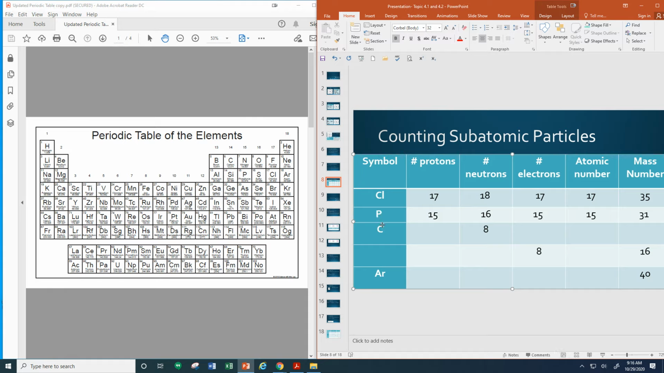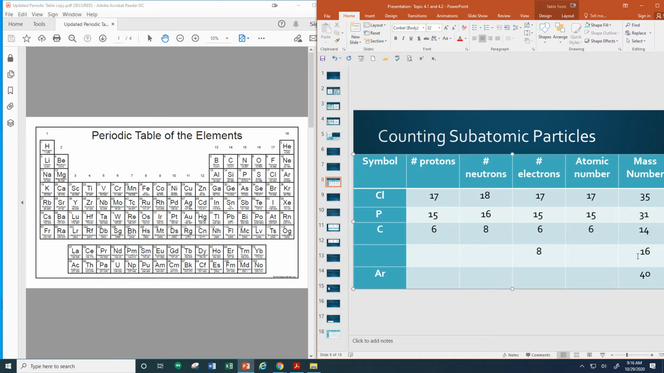Element C, you use that a lot in biology. You probably recognize that as carbon. When you find carbon on your periodic table, here's the symbol C. In the upper left corner, we find that its atomic number is 6. So we then know protons have to be equal to 6, and so do electrons. So then to get mass, add 8 and 6 to give you 14.